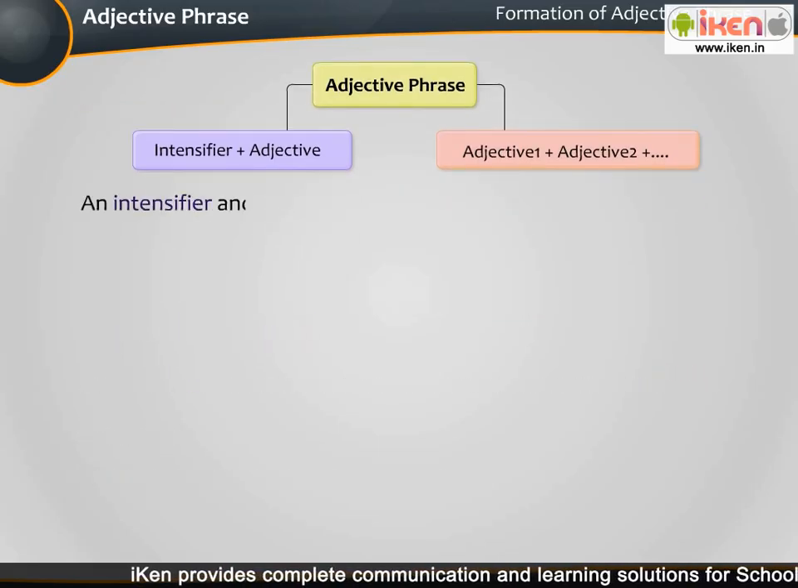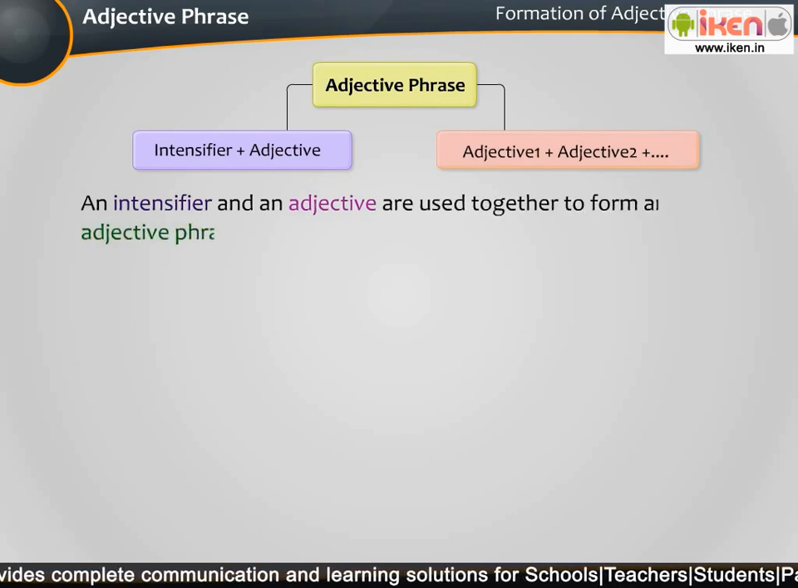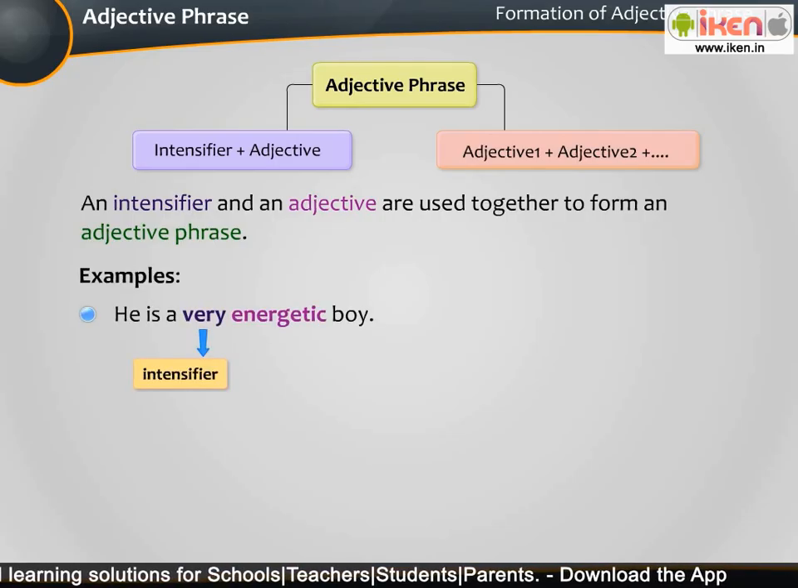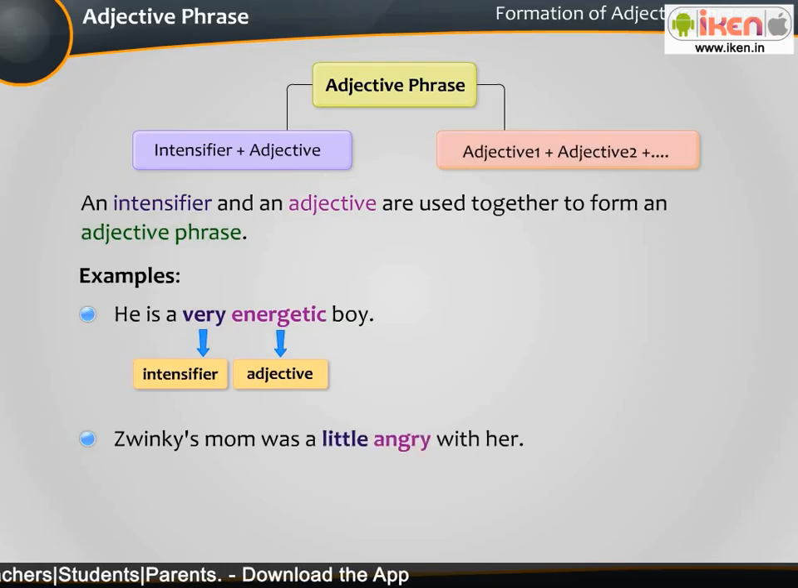An intensifier and adjective can come together to form an adjective phrase. In the first example, the word very is the intensifier and the word energetic is the adjective. In the second example, the word little is the intensifier and the word angry is the adjective.